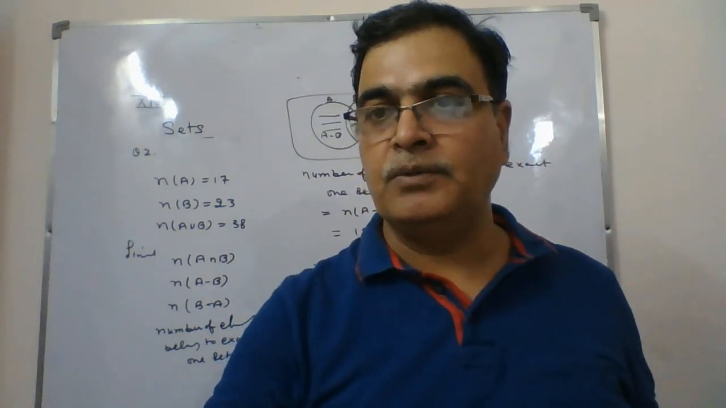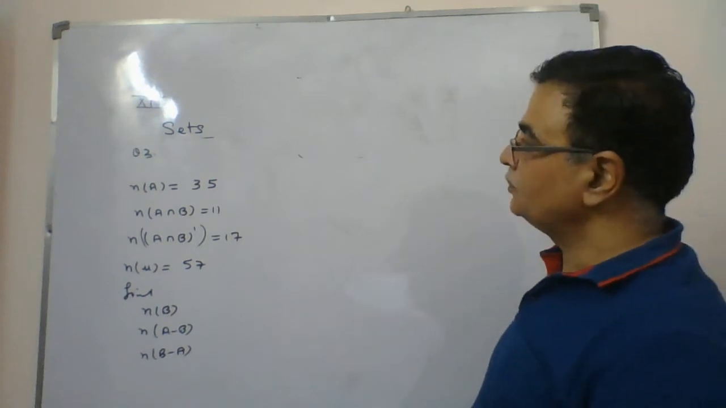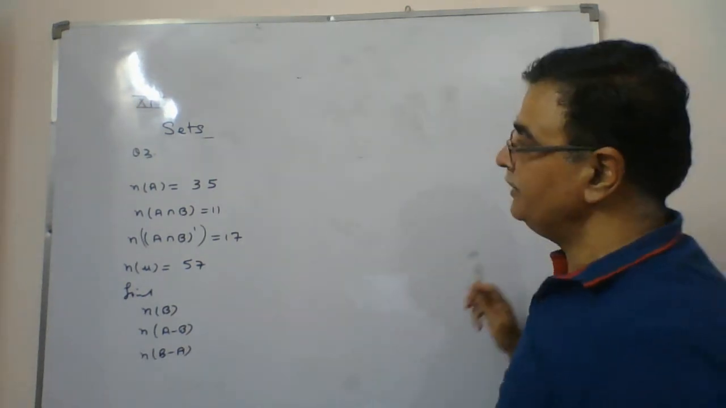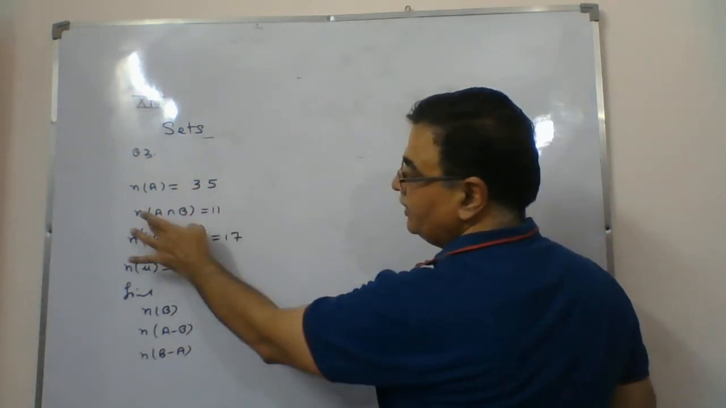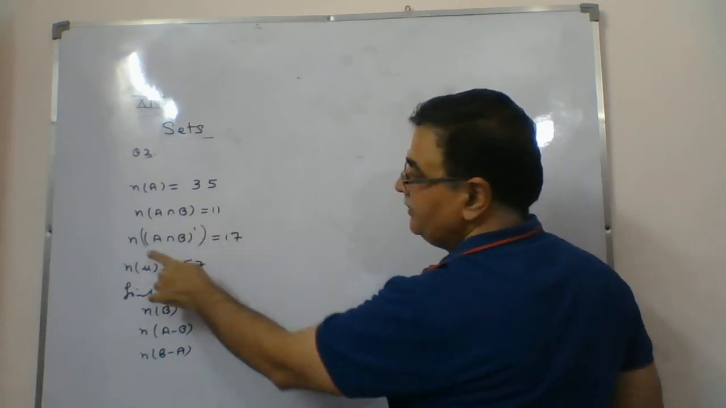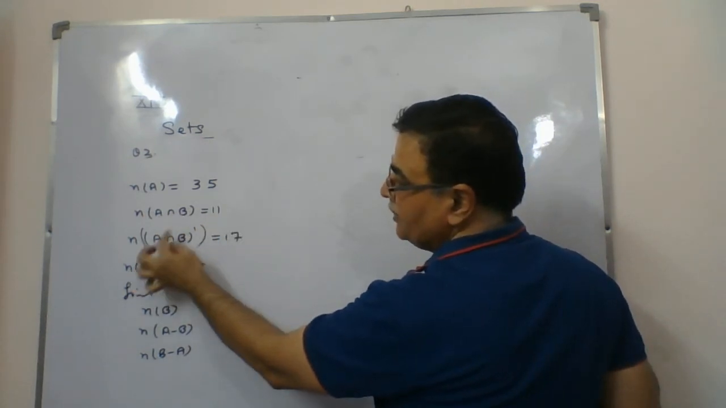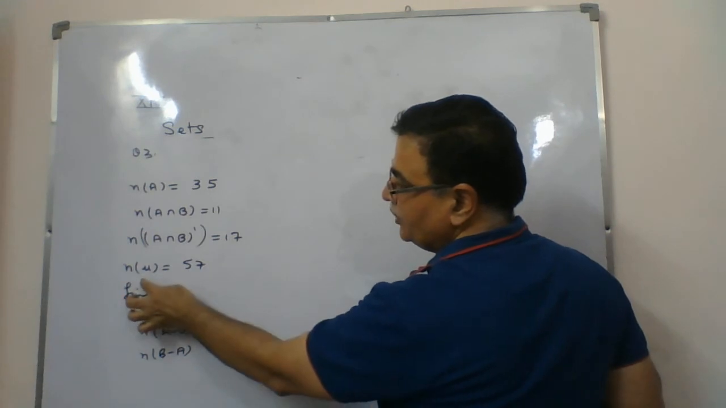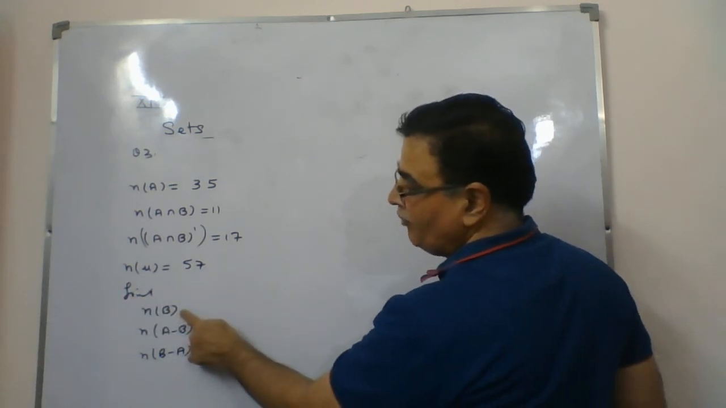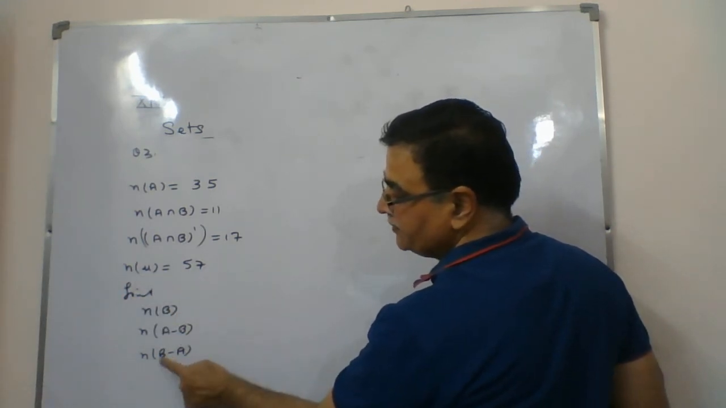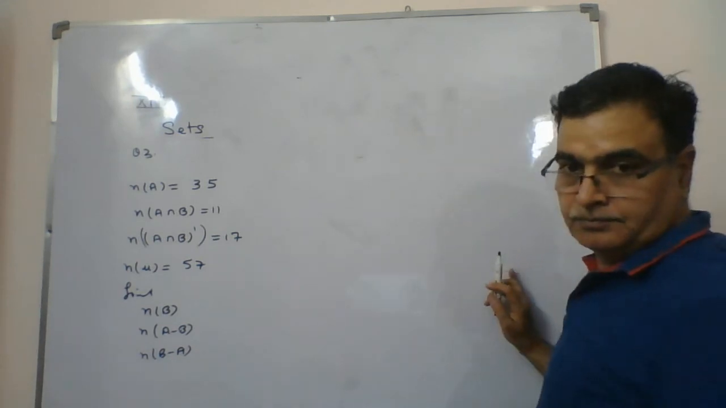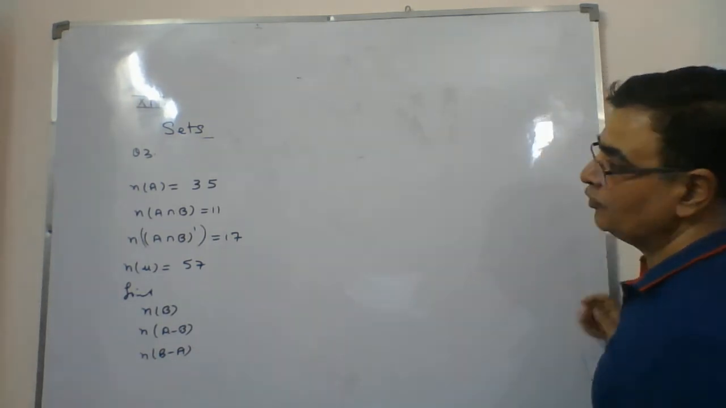Now we'll come on problem 3. So this is the question number 3 we have. It says n(A) is 35, n(A intersection B) is 11, and (A intersection B) whole complement is 17, universal is 57. Find out what is n(B) and A minus B and B minus A. So these are the things we should calculate.